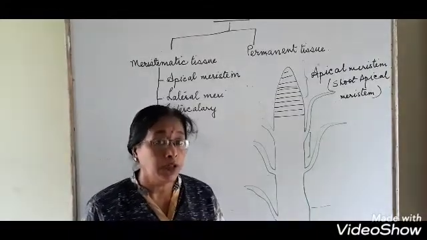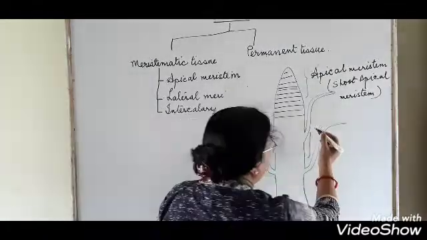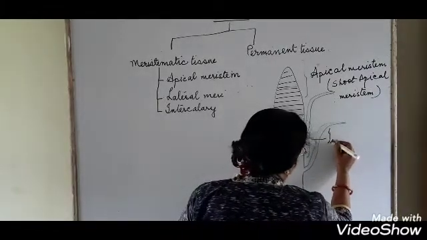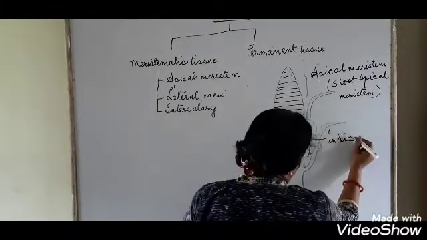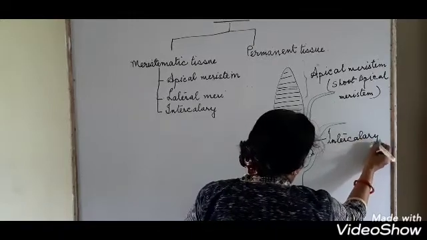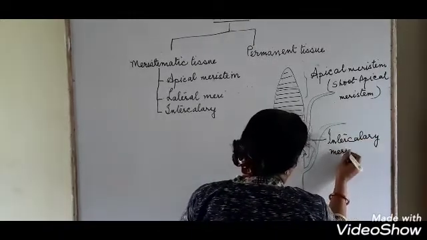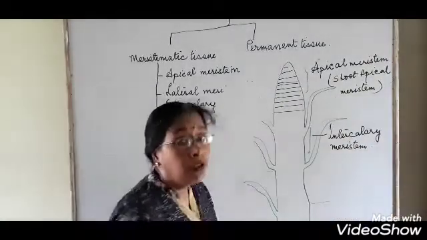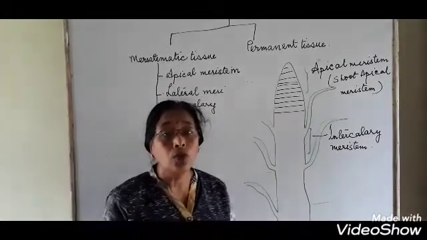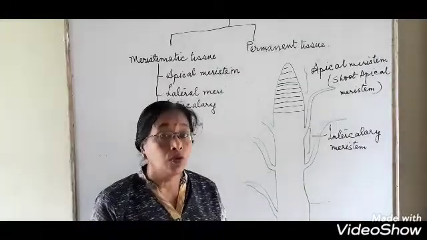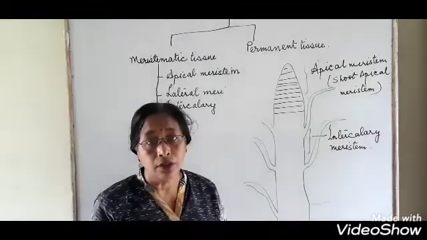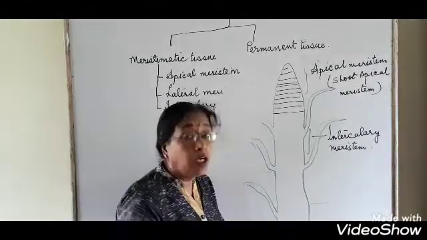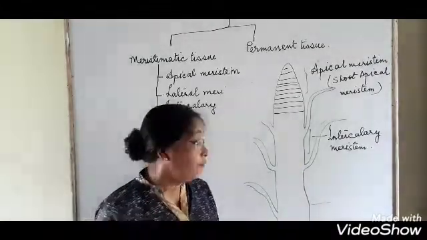After the apical meristem, the intercalary meristem is present. Intercalary meristem is found in the nodes and internodes of the plants. अब nodes और internodes क्या होते हैं? Nodes are points. You see, the nodes are points from where the stem or the leaf arises.